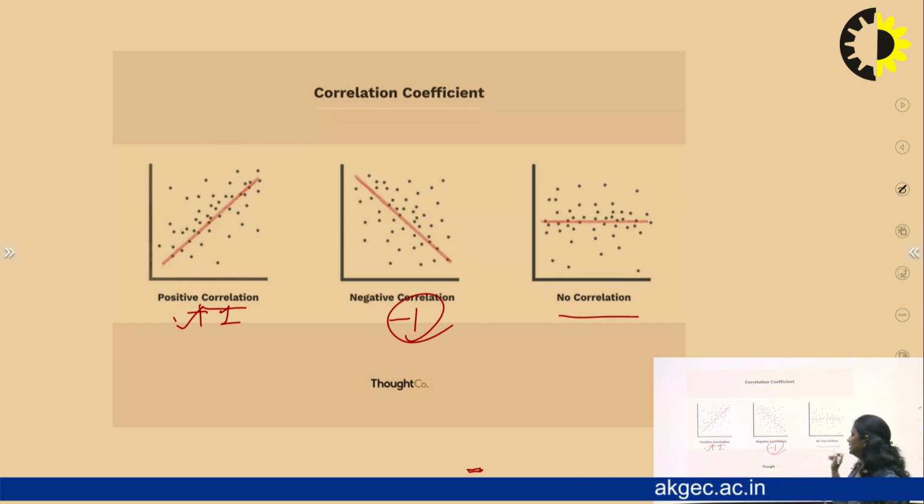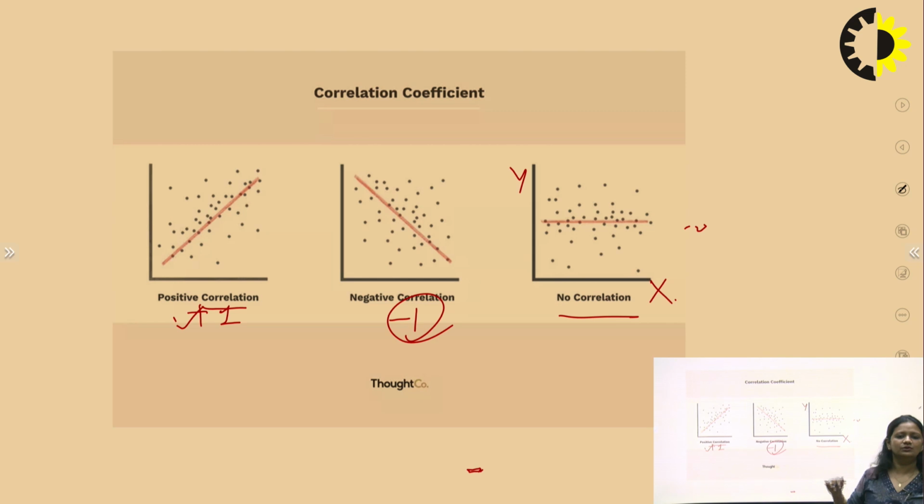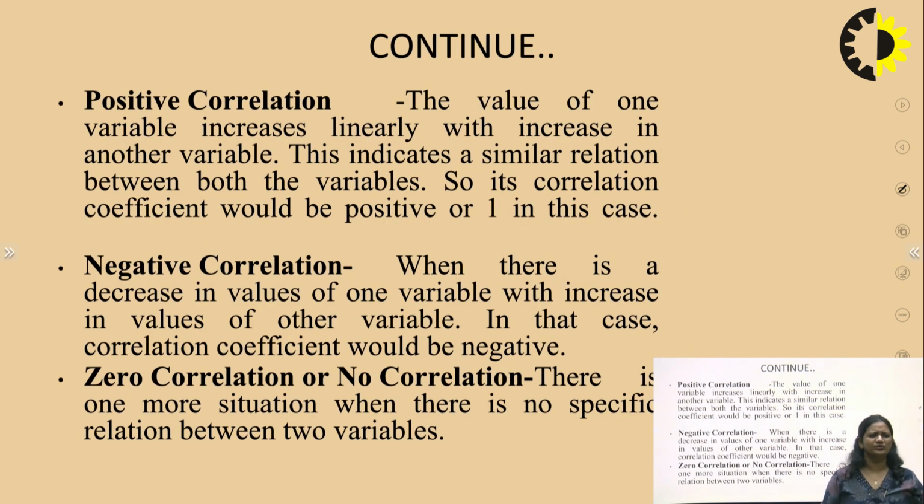And the third one is no correlation. No correlation means there is no relationship between the independent variable and the dependent variable, which we denote by this line. There is no relationship between x and y. So these are the correlation coefficients: positive correlation, negative correlation. In positive correlation the value is positive, that is +1, in negative correlation -1, and for no correlation there is no specific value.